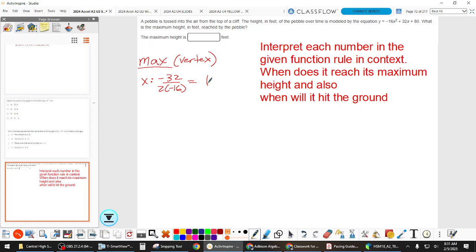Which question on here does that answer? And what are the units for the 1? The first one. So it went 1 foot? Even though it started 80 feet in the air? Okay. So 1, what? Second, right? So it answers when does it reach its maximum height? At 1 second. Okay, and then maximum height.